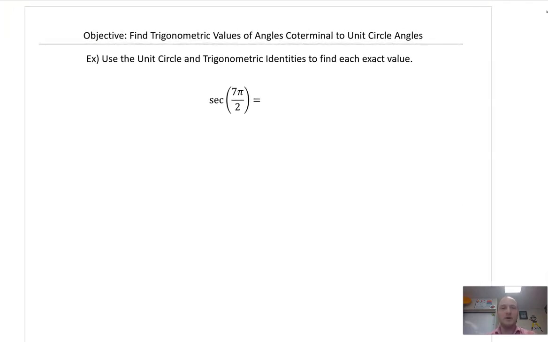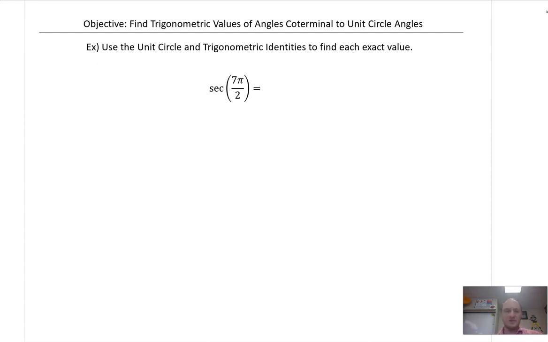Well, I don't even know if they're tricky, but we'll have some secants, some cotangents, stuff like that. All right, so here I have secant of 7 pi over 2, and step 1, I'm going to take 7 pi over 2, and I need to know what this is equivalent to. So I'm going to subtract 2 pi, which again is 4 pi over 2. Okay, so I get 3 pi over 2.